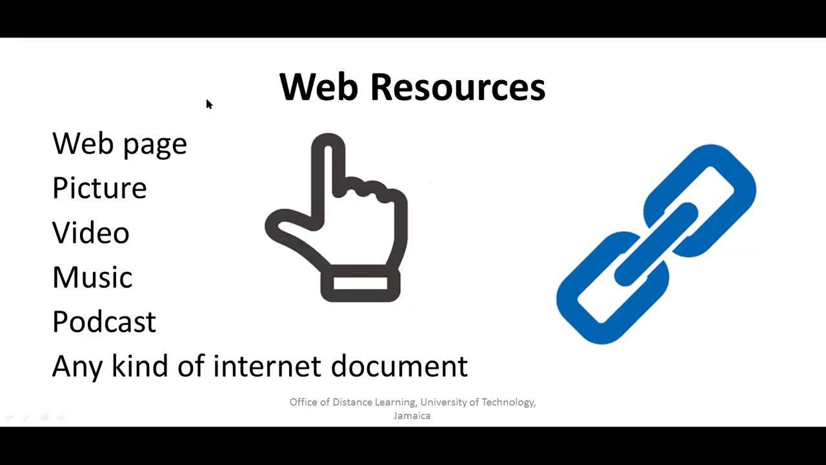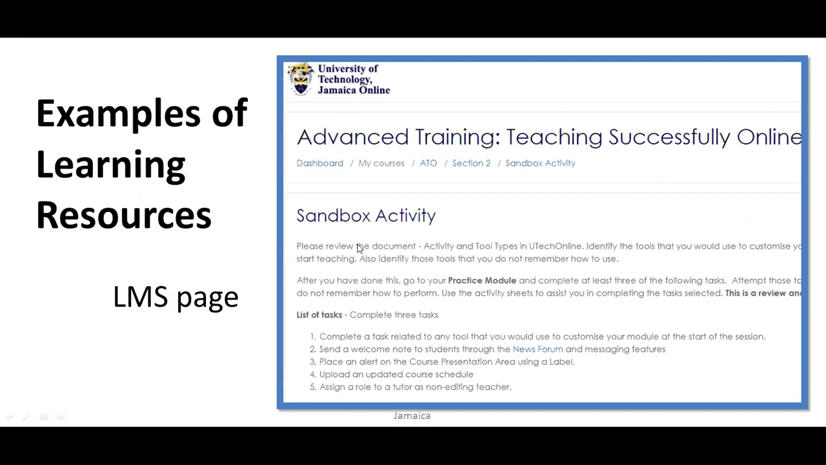Here we go. So what are web resources? Some examples: anything that's a web page and you send us a link to a web page, that would be. So from the moment the students can click, then it is a web resource. A picture that is housed online, a video that we have to go back to YouTube for, music, podcast, any kind of internet document. That is what we are looking at, and we are saying those are web resources. So any kind of a link.